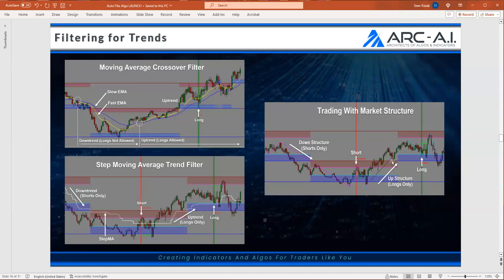Yeah. It works on all time frames, Rich. All time frames. That's the key. Yeah, it's universal. So we're going to show you some examples.